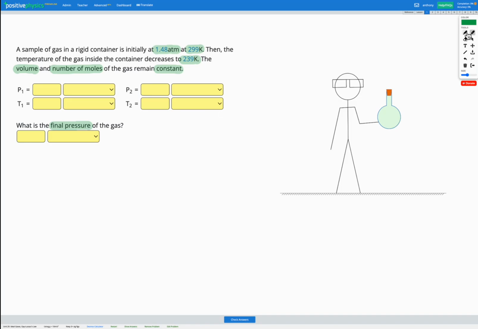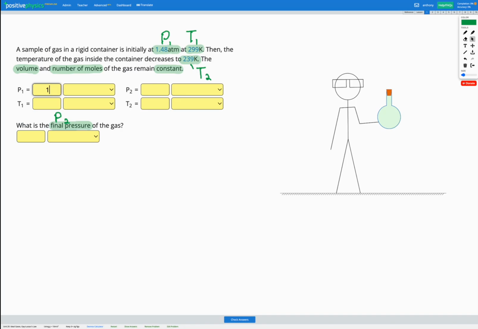of the gas. So we're given the initial pressure and temperature. So I'm going to label them P1 and T1, one showing initial. And then we're told the final temperature, T2. We're looking to find the final pressure, which is P2. So let's go ahead and fill in what we already know.